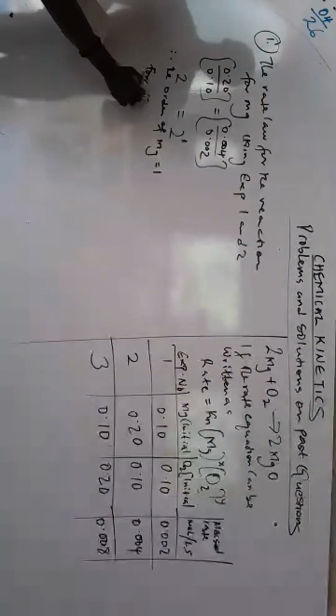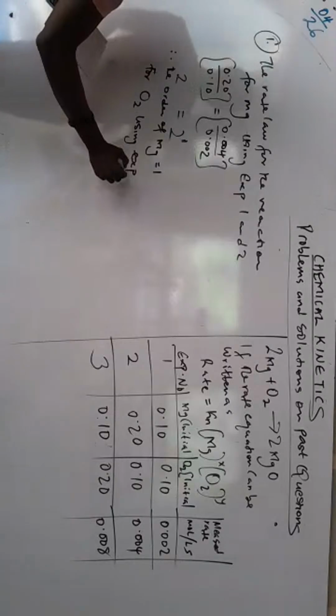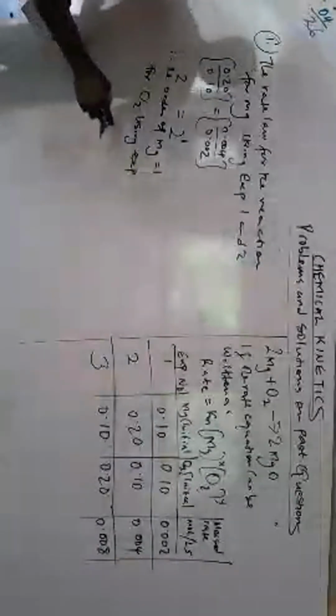For O2, we are using experiments 2 and 3, because in experiments 1 and 2 the O2 concentration is constant. So experiments 2 and 3.